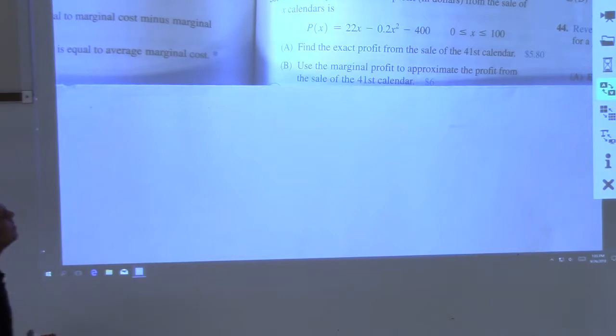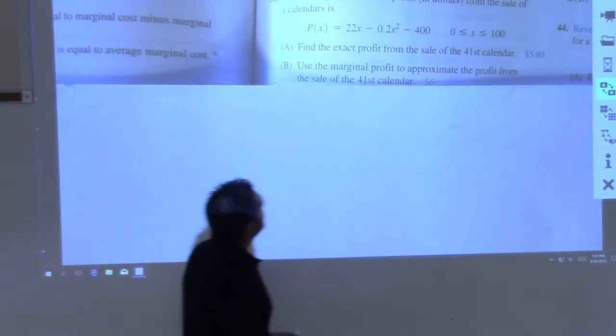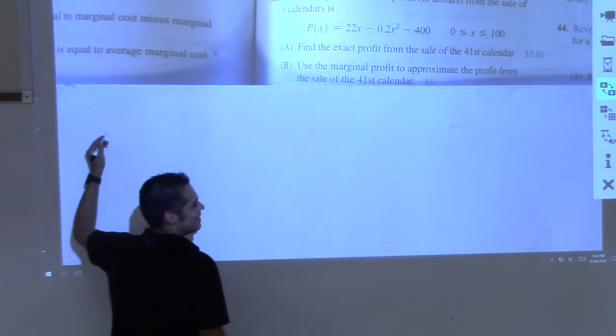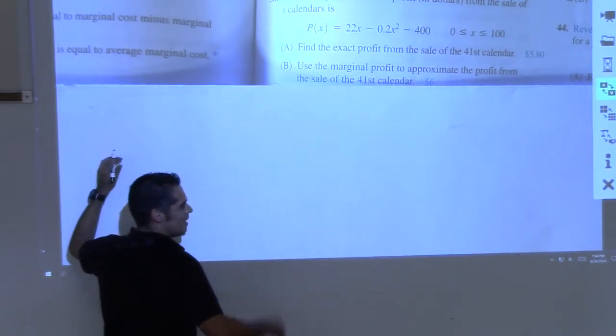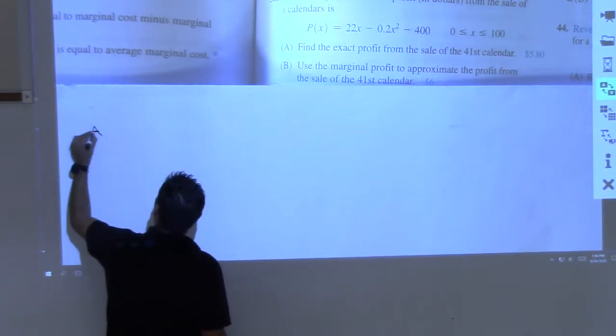Okay, here we go. Profit analysis. All right, total profit in dollars. So now we're talking about profit, not cost, right? Y'all see the function here? All right, so it says find the exact profit from the sale of the 41st calendar. We're selling calendars. Because you know how people buy calendars all the time, right?